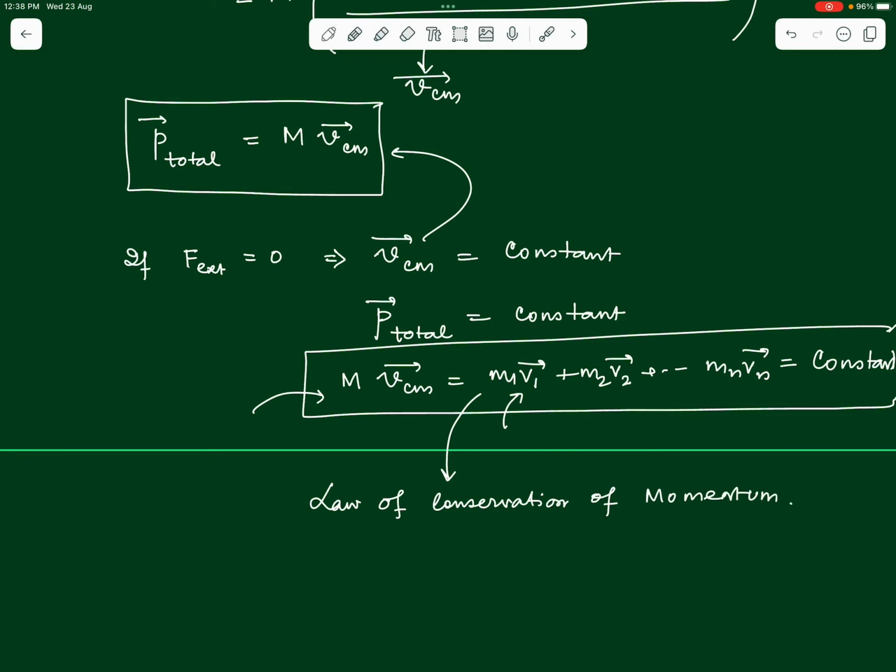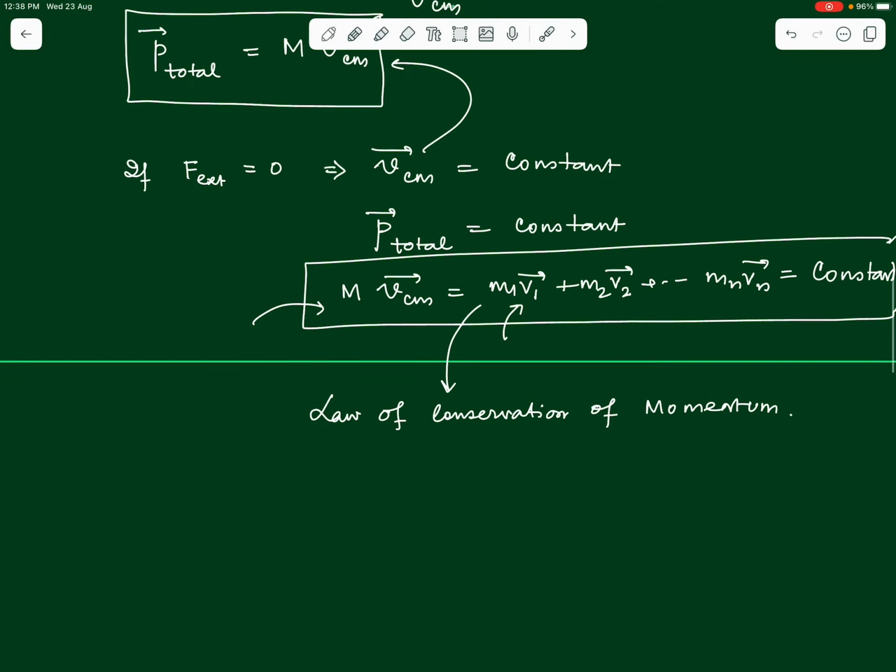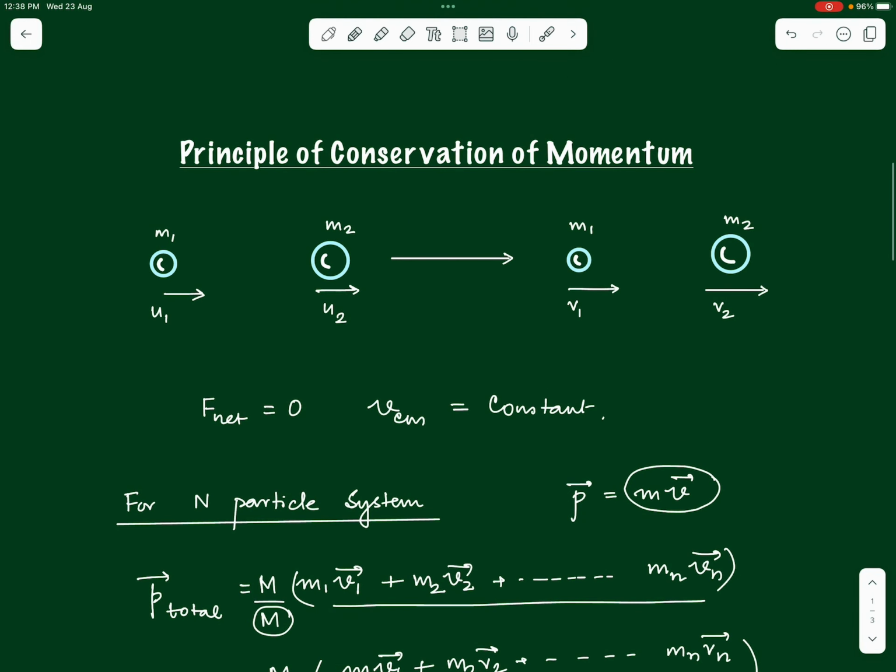We understand that if there are particles that are interacting with each other, but there is no external force acting on them, in that case their initial total momentum will be equal to their final total momentum. For example, as in this figure, let's say these are two balls of masses m1 and m2, initially moving with velocities u1 and u2. Let's say u1 is greater than u2, so that m1 approaches m2.